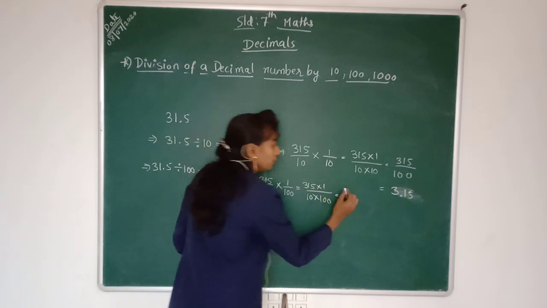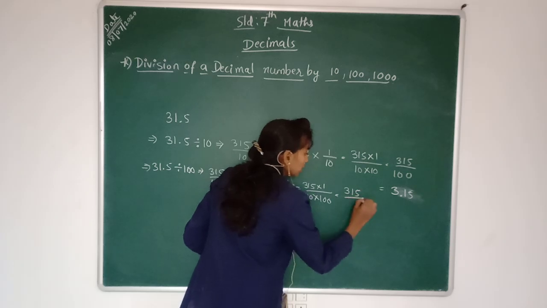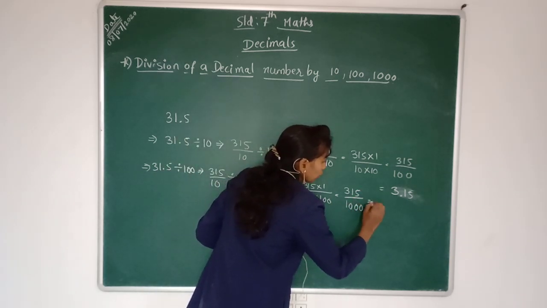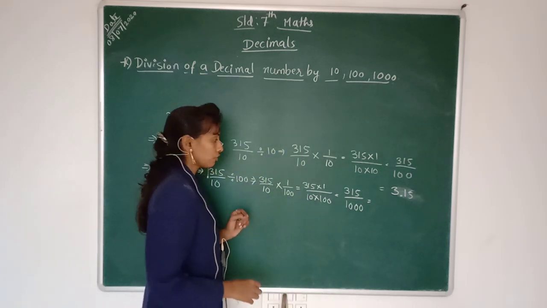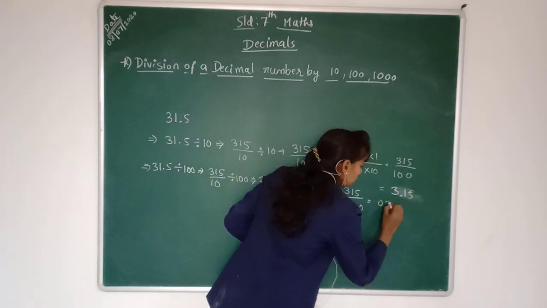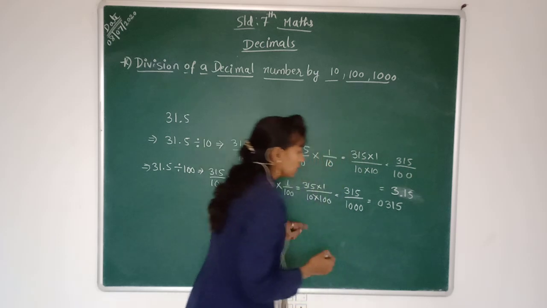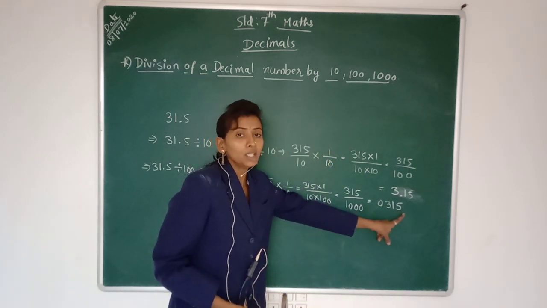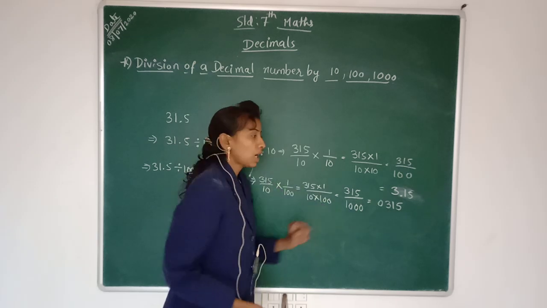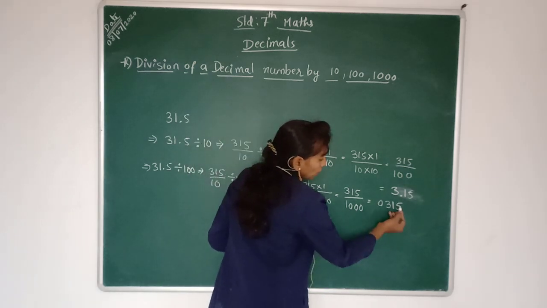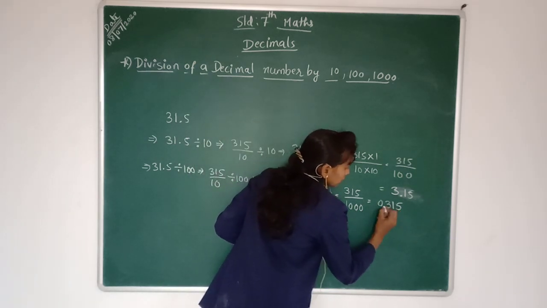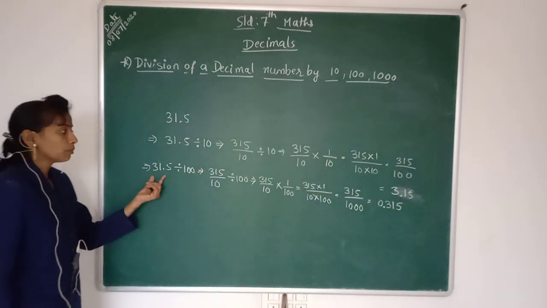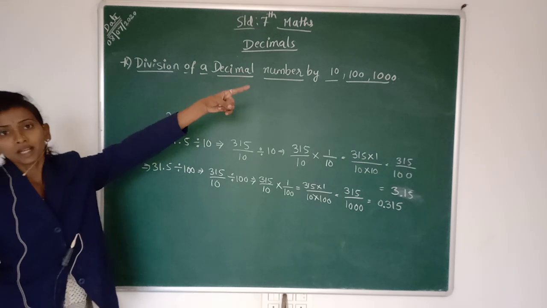That is equal to 315 divided by 10 into 100, which is 1000. I am going to write this in decimal form. See, 0315 I am writing. In the denominator we have 3 zeros, which means we leave 3 digits from the right and put the decimal point. 1, 2, 3. Here, 0.315. Again, the same number I am going to divide by 1000.